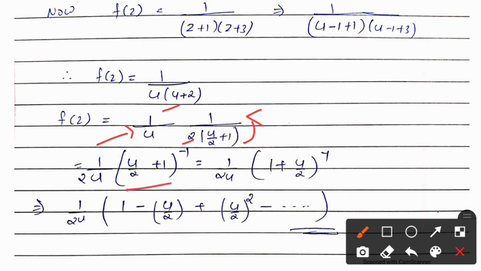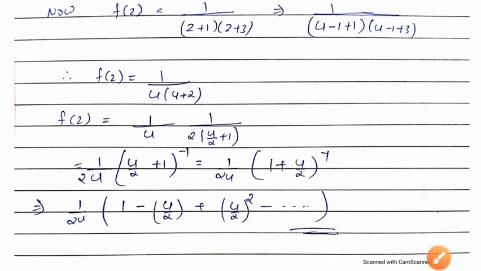Again, this can be written as 1 plus u by 2. Here you have a plus sign and a minus sign over here, so there is an alternate sign. So you get 1 by 2u, 1 minus u by 2 plus u by 2 whole square minus dot dot dot, which is the required Lorentz series for the given function.